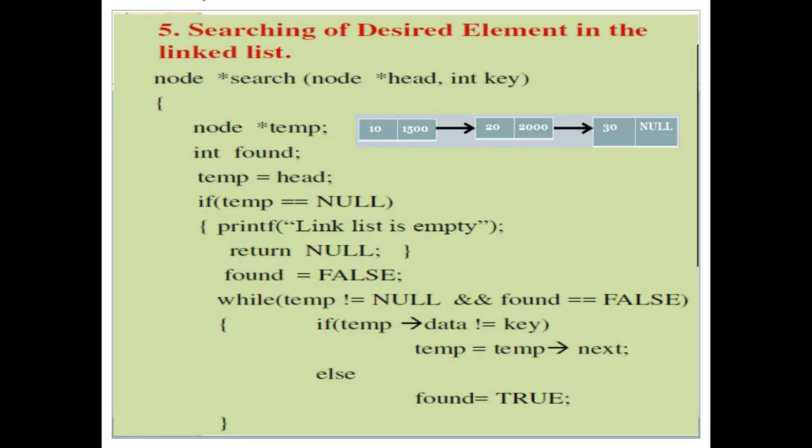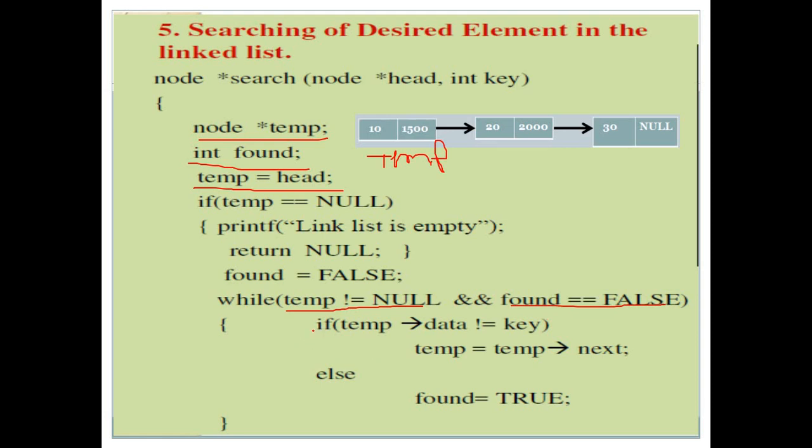Okay, now searching for a desired element in a linked list. For searching we will have a temp node and an integer variable found. We give head to the temp. If our temp is equal to null, then the list is empty, we cannot do anything. But if it is not null, then we move to the next node until our temp is not equal to null and our found is equal to false.